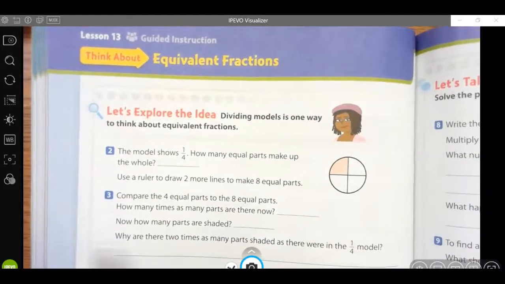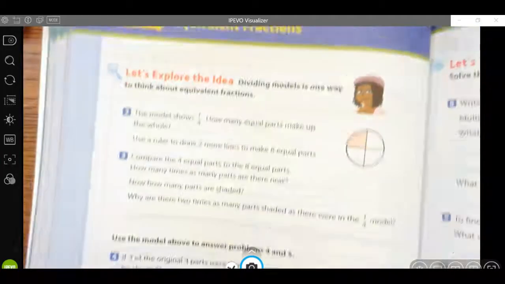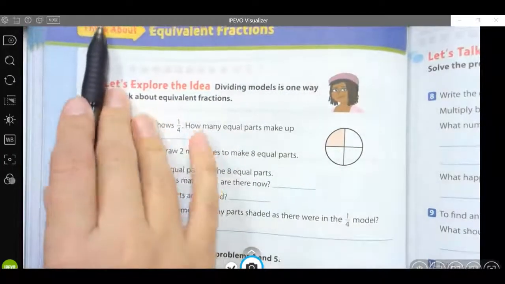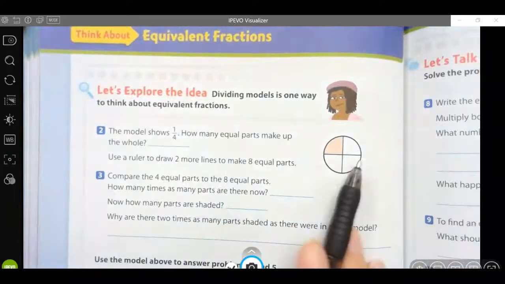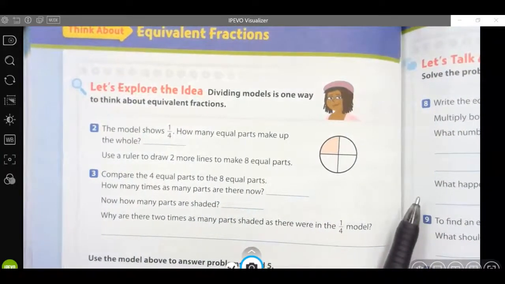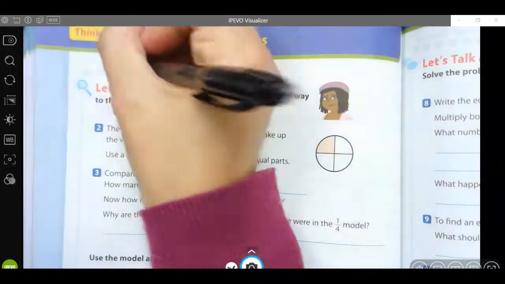We are working in our instruction book today. We are in lesson 13. We're talking about equal or equivalent fractions, and I'm on page 156.